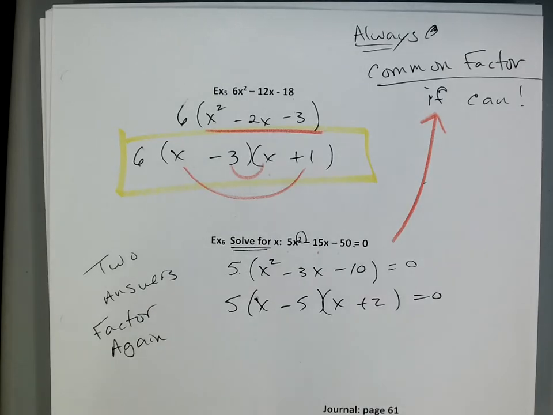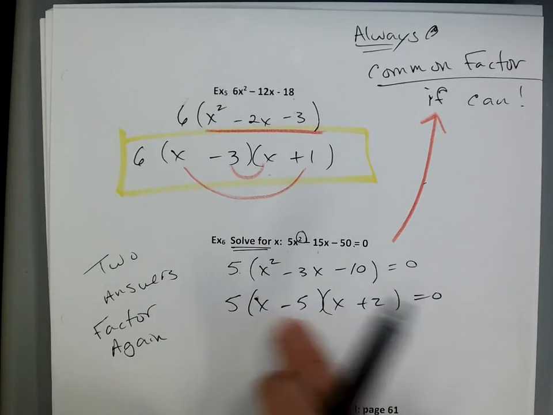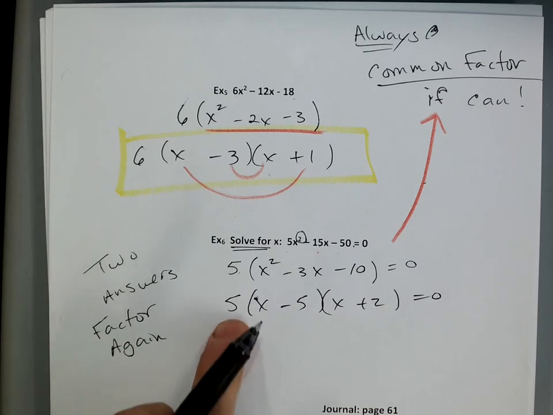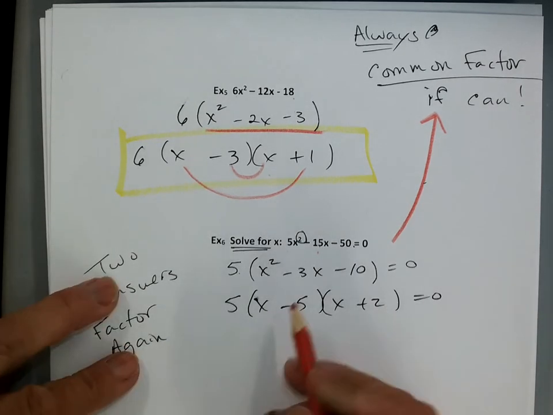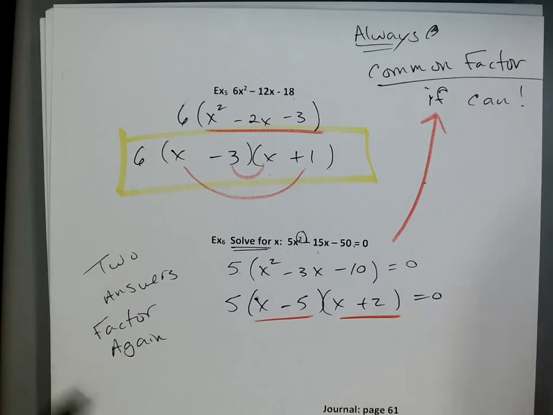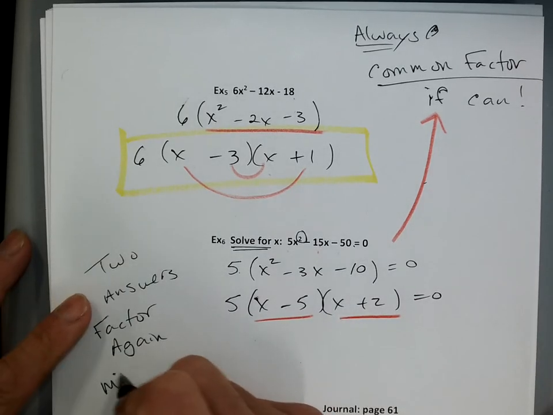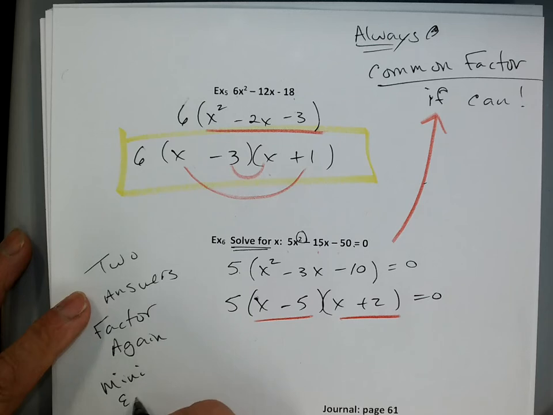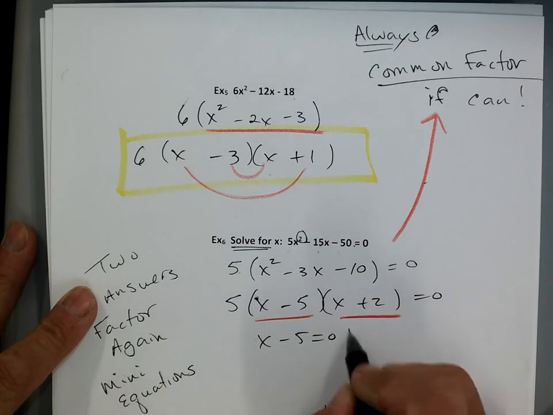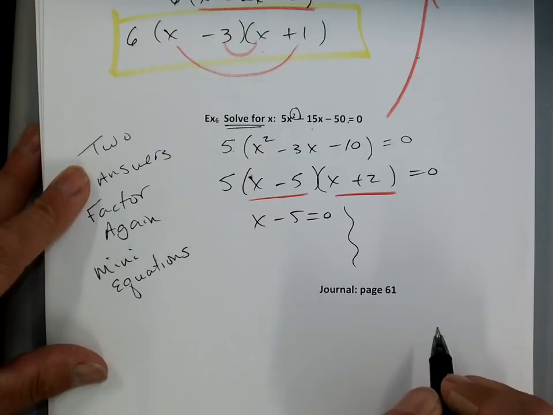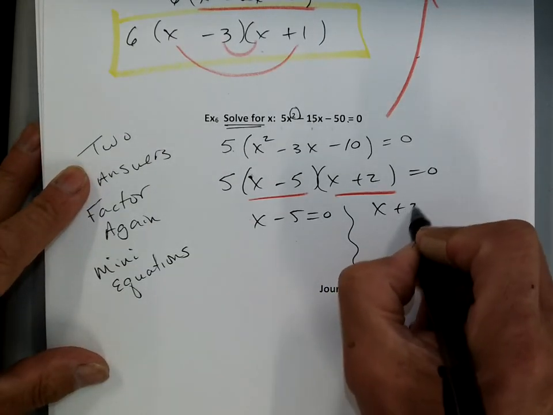Okay, now I have my mini equations. So if I need 2 answers, I have 2 mini equations. The 5 is not an equation, it's just a 5. So my mini equations are here. This is my mini equation, and here's my other mini equation. So x minus 5 equals 0, and my other mini equation is x plus 2 equals 0.